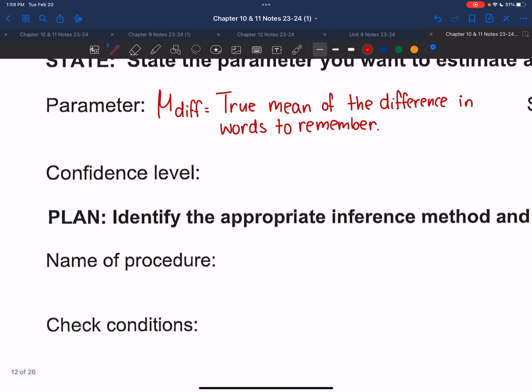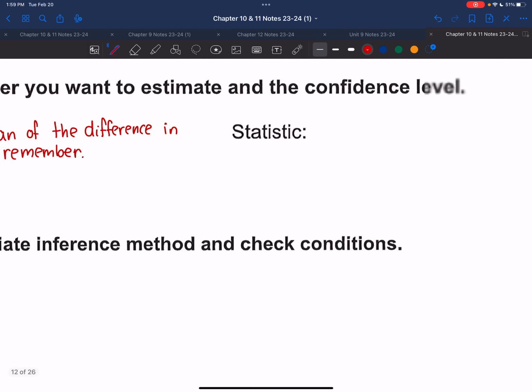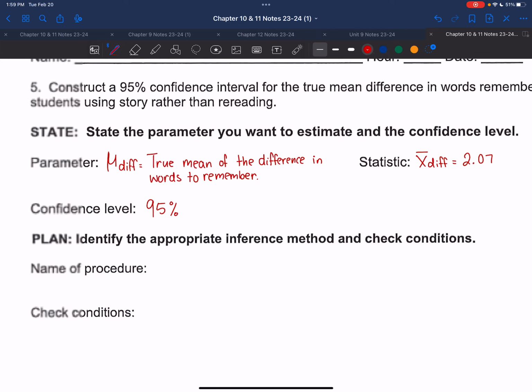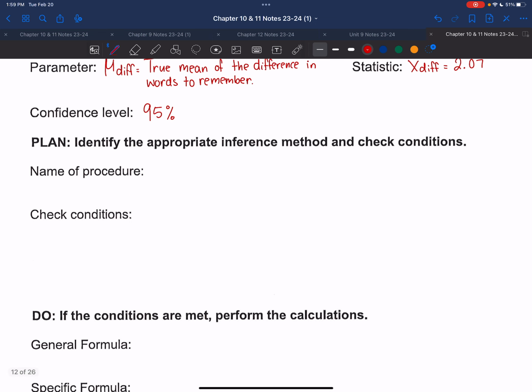And then confidence level is 95%. And in this case, our statistic is X bar sub diff, which is equal to 2.07.